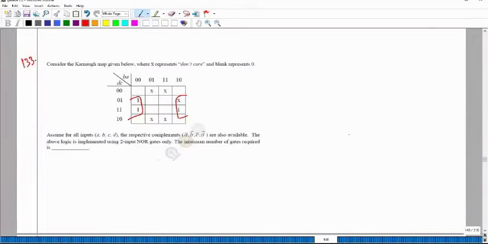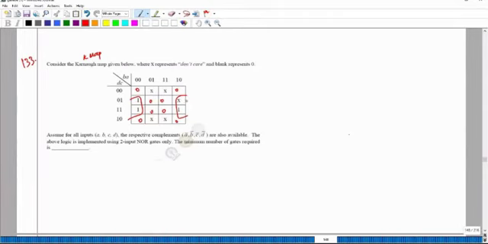Consider the Karnaugh map. Karnaugh map means K-map. Where x denotes don't care, blank denotes 0. So the blanks will all denote 0. Okay. So A, B, C, D are the inputs, and A bar, B bar, C bar, D bar are the complements. So the above logic is implemented using two input NOR gates only. What is the minimum number of NOR gates required?